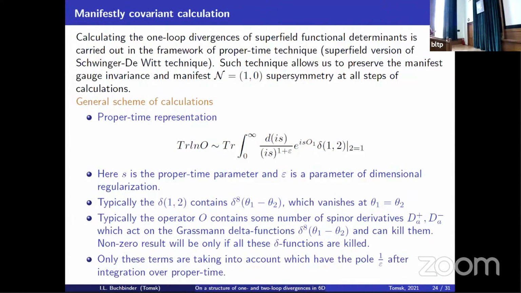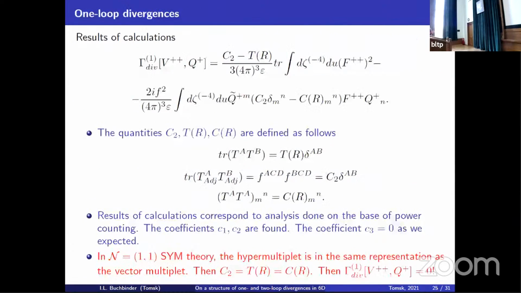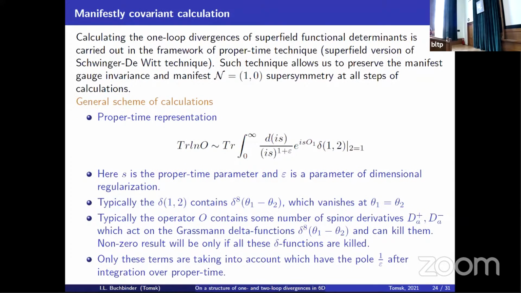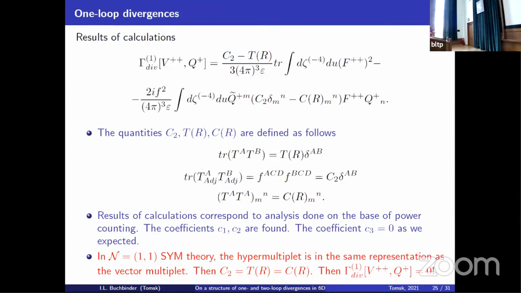So then, for calculations we use the proper time technique, where the trace logarithm of the operator is represented in this form, an integral over proper time. Epsilon is the parameter of dimensional regularization in this scheme. O is one operator acting on the delta function. The delta function contains a Grassmann delta function, but O contains derivatives over anticommutative variables, and a non-zero result will be when all delta functions are cancelled. So this is the final result.